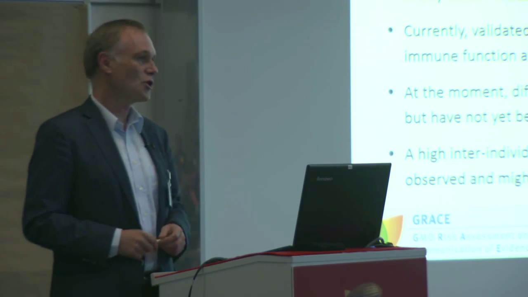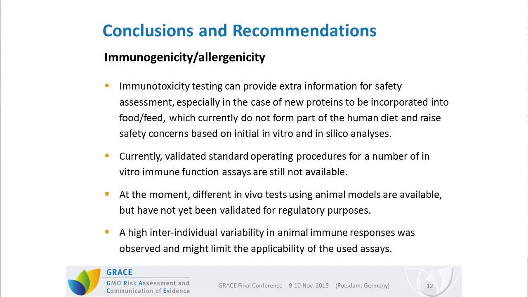Now, the final conclusion is that immunotoxicity testing can provide extra information, especially in the case of new proteins, which might be incorporated in the diets for human and animal nutrition. And safety concerns can be analyzed basically on initial in vitro and in silico assays. Currently, validated standard operating procedures for a number of in vitro immune function assays are still not available, and they might be worked out in the future.